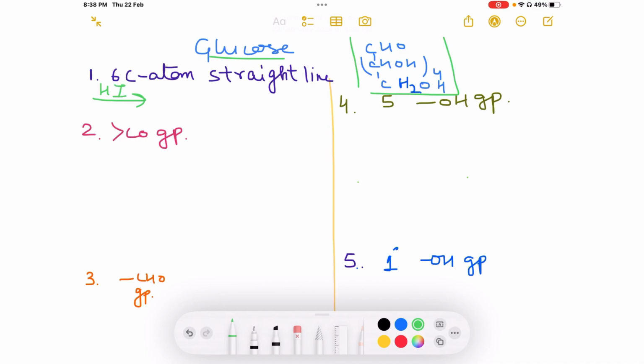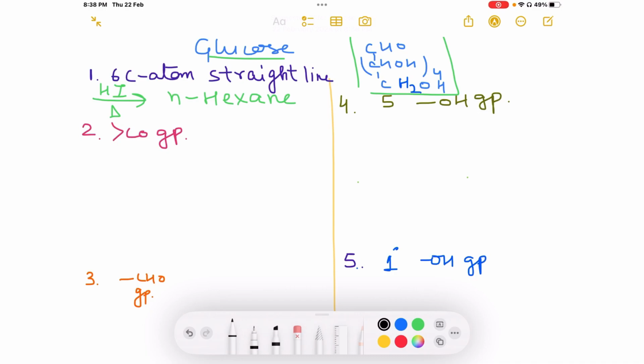So we do this with the help of HI, which is a powerful reducing agent. With the help of HI, glucose changes into n-hexane. So the formation of n-hexane shows the presence of 6 carbon atoms in glucose which are in a straight line.